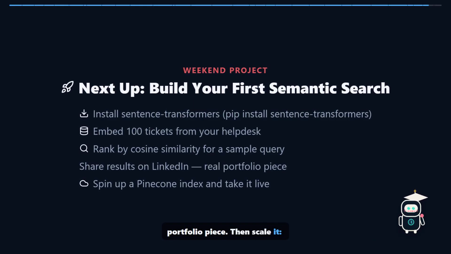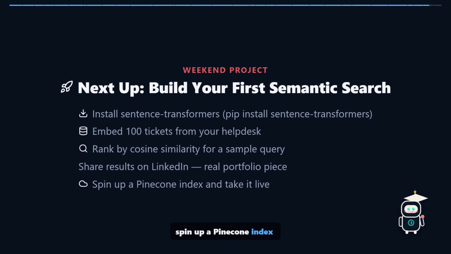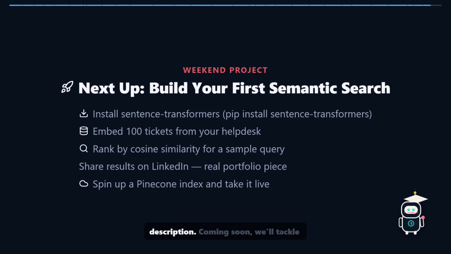Then scale it, spin up a Pinecone index and take it live. The quick start link is in the description.